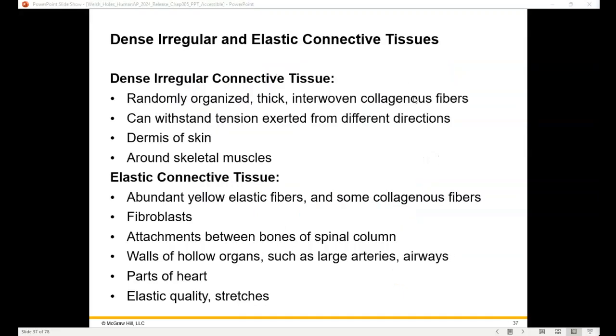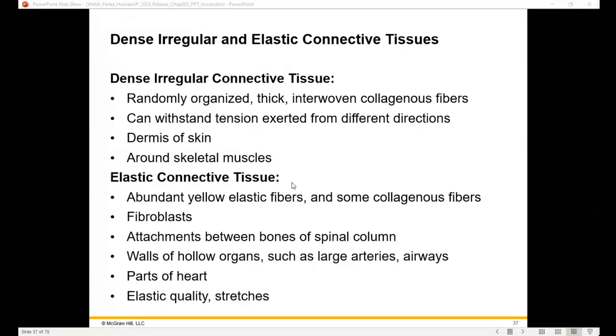Okay, dense irregular connective tissue. It's randomly organized, thick, and interwoven collagenous fibers. It can withstand tension exerted from different directions. It's found in the dermis of the skin, also around the skeletal muscles.